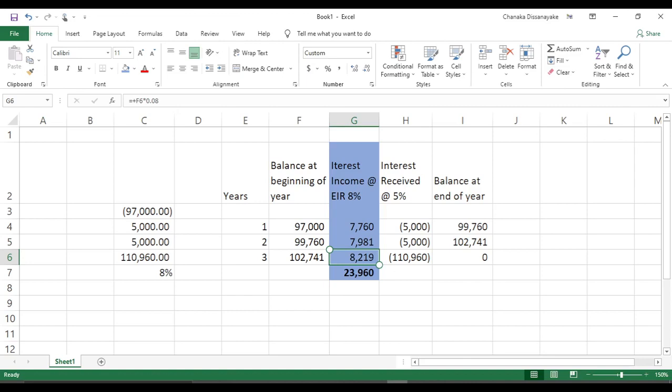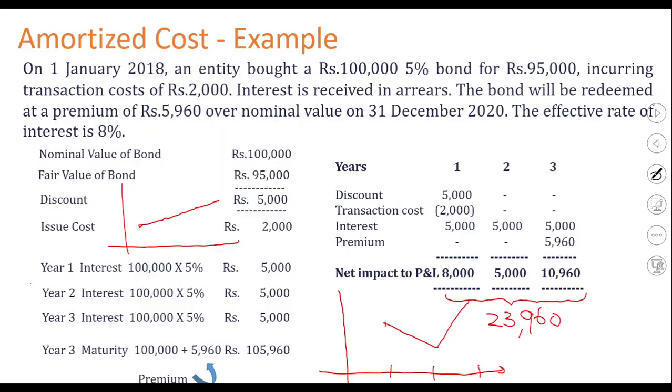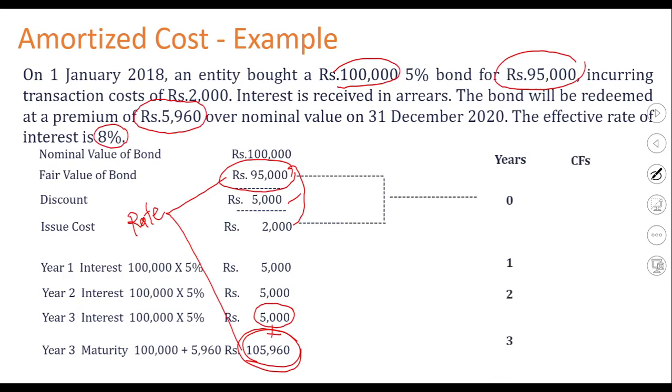So the first year we are recognizing 7,760 in P&L. Second year we are recognizing 7,981 in the P&L. Third year we are recognizing 8,219 in the P&L. So that's how we should recognize that in the books of accounts. That is what the amortized cost method says. Clear, right?